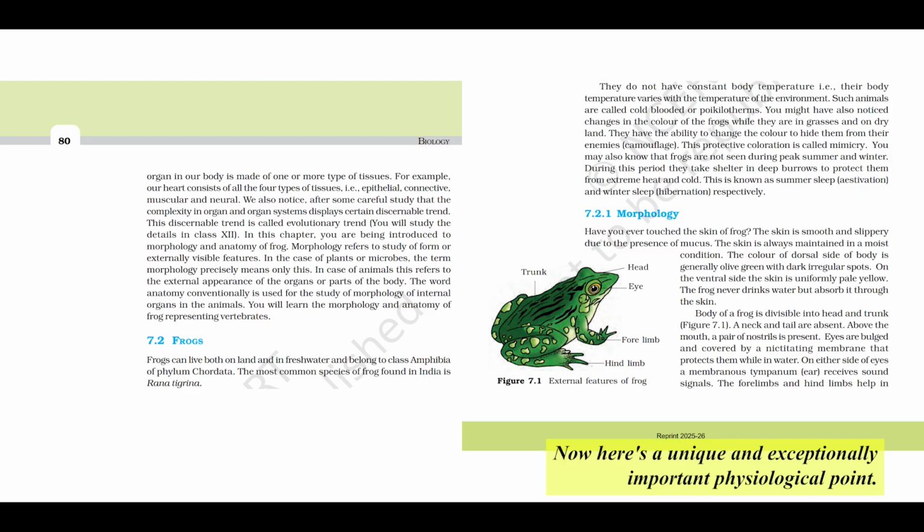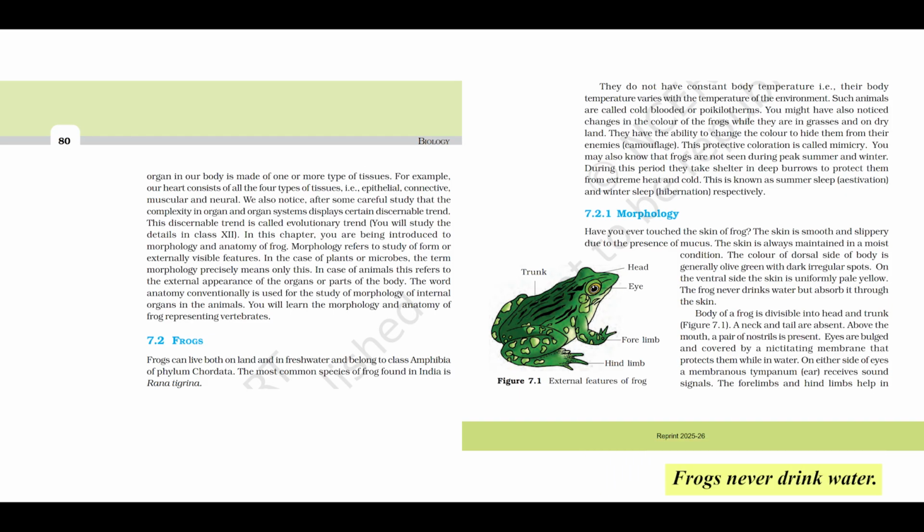Now, here's a unique and exceptionally important physiological point. It often appears as a classic trick question in NEET and other exams. Frogs never drink water. Think about that for a moment. They don't need to find a water source to swallow liquid. Really, they just absorb it.